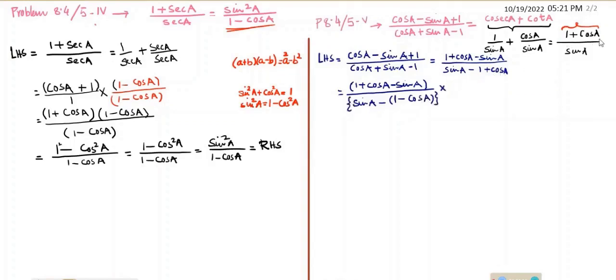Since 1 plus cos A appears in the numerator of the right hand side, we will multiply both the numerator as well as the denominator of the left hand side by 1 plus cos A. We will not disturb the numerator part of the left hand side. We will simply modify the denominator part of the left hand side.